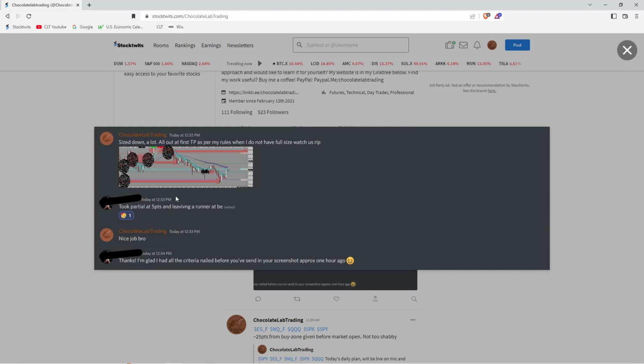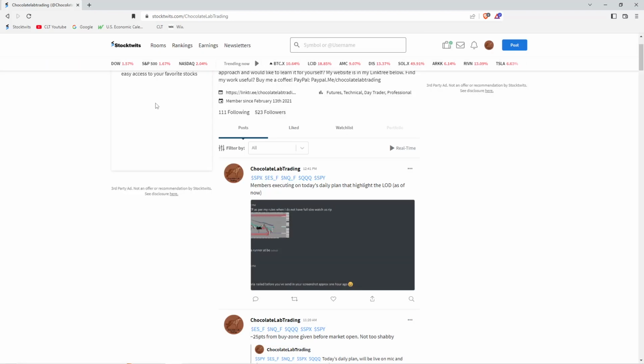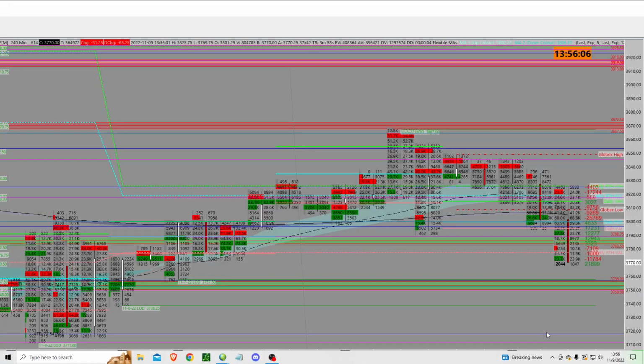And then obviously low of day was around our level for a while, and a few of us got a nice long. But let's go into intraday price action. So this is a 4-hour chart. Let's actually take a look at a 30-minute.